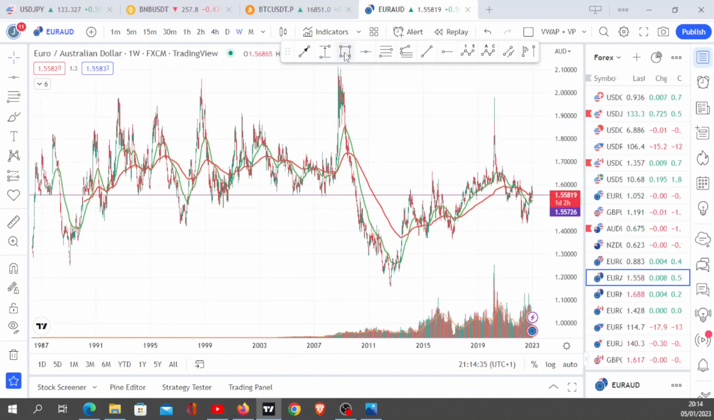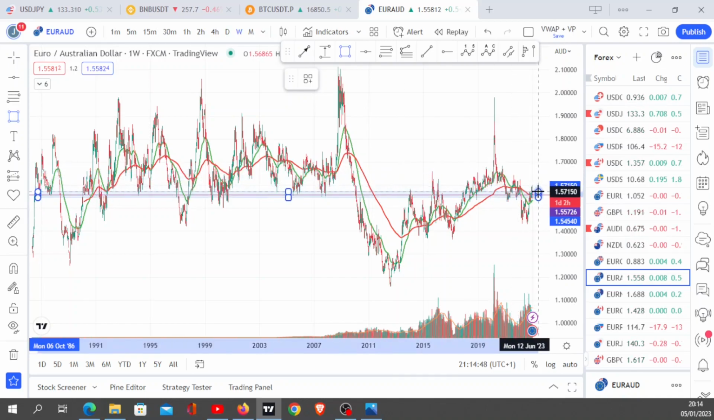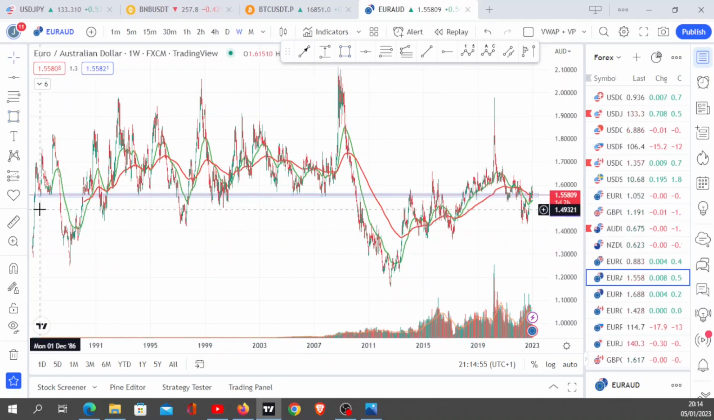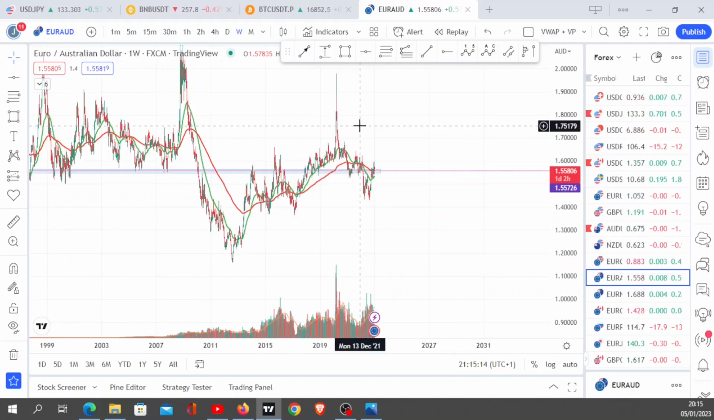So to better represent a horizontal level, we're best choosing the rectangle tool here, and instead of having a line, what we want to do is start at maybe the lower range, which we could say is about here, and then make this box all the way up to a higher range of there, and there we go. So we can say that when price comes into this box here, whether it's going to come down into it or it's going to go up into it, we can understand that there is a potential for price to change direction.